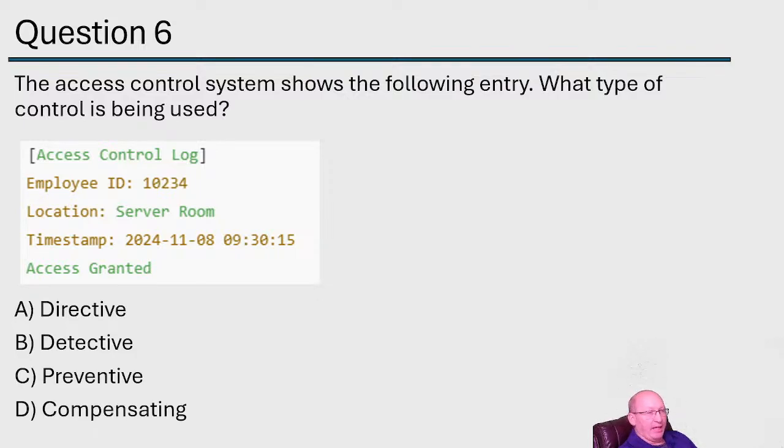We see an access control log, employee ID to the server room, a timestamp, and then we see access was granted. Access was granted. What type of control? We have directive, detective, preventive, and compensating as our possible answers on this one. Always different to kind of go through and look at it from this perspective.